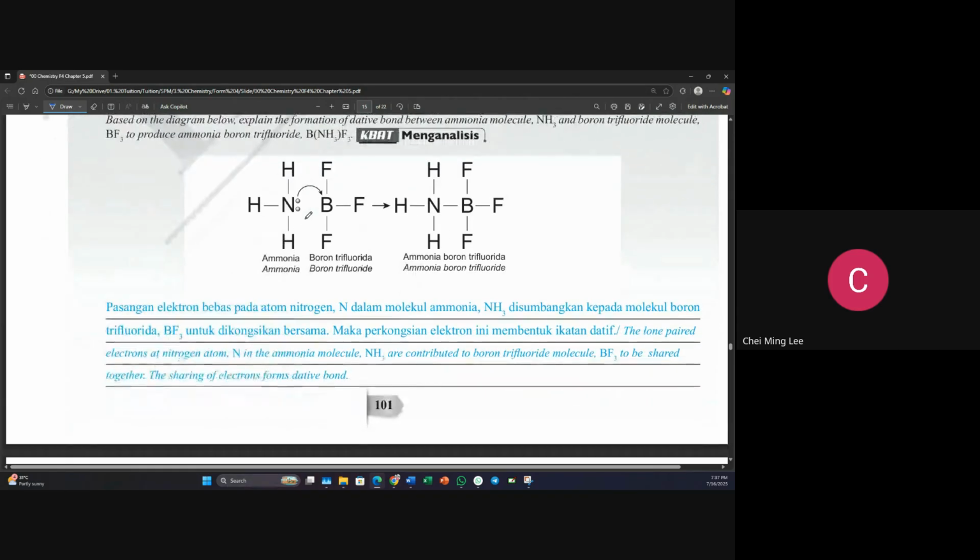So now, like always, first, the lone pair electron at the nitrogen atom in the ammonia molecule is contributed to the boron trifluoride molecule to be shared together. So the sharing of electron forms the dative bond. Like always, we need to talk about the lone pair, because this one doesn't involve an ion, so there is no need to mention the ion.